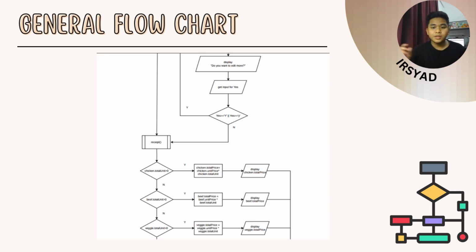Okay, now this part is price calculation. This flowchart demonstrates the process of calculating and displaying the total price for each sandwich type based on user input, with a final decision point to either continue editing or proceed to the receipt generation.